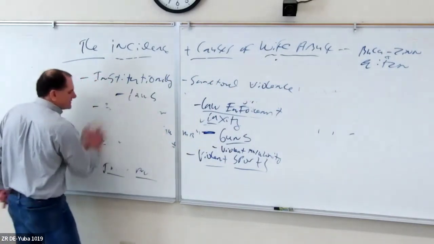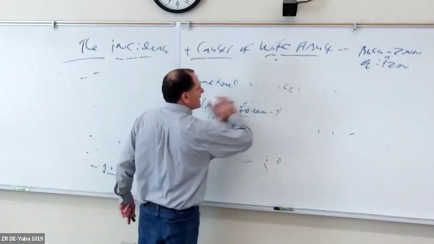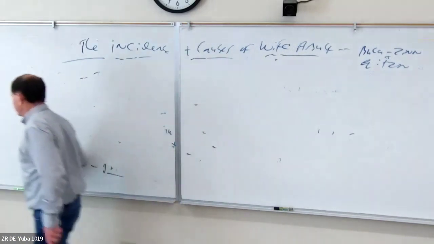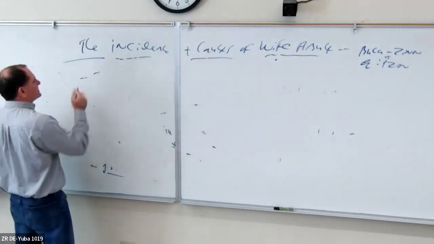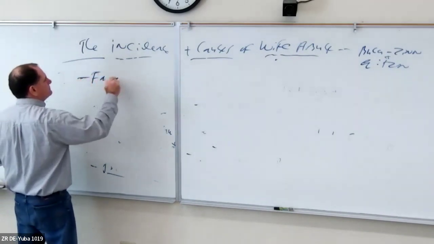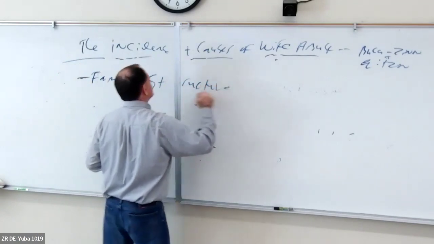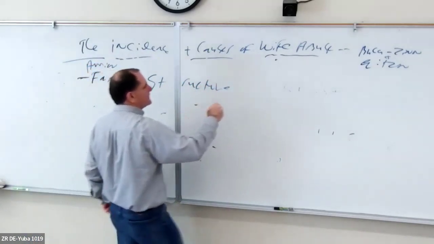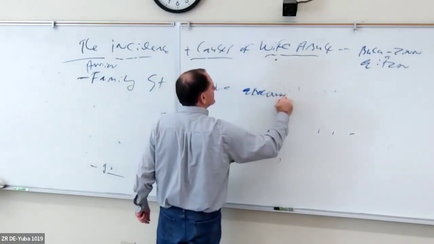Aside from these institutional causes, what else do Baca, Zinn, and Eitzen point to as ways to understand the causes? They say that's also our family structure. American family structure encourages conflict.